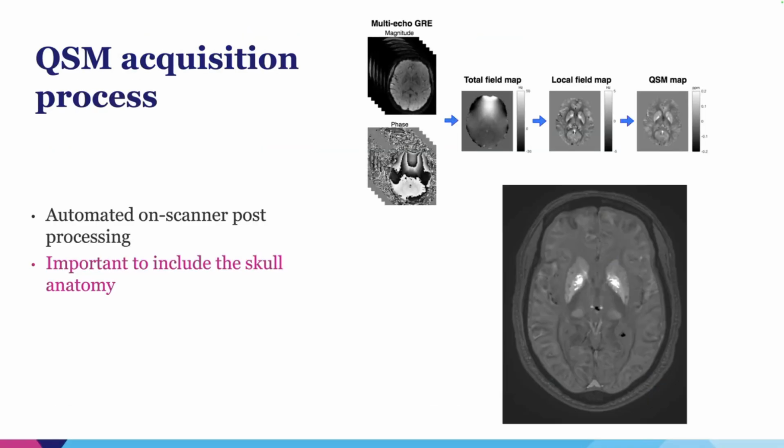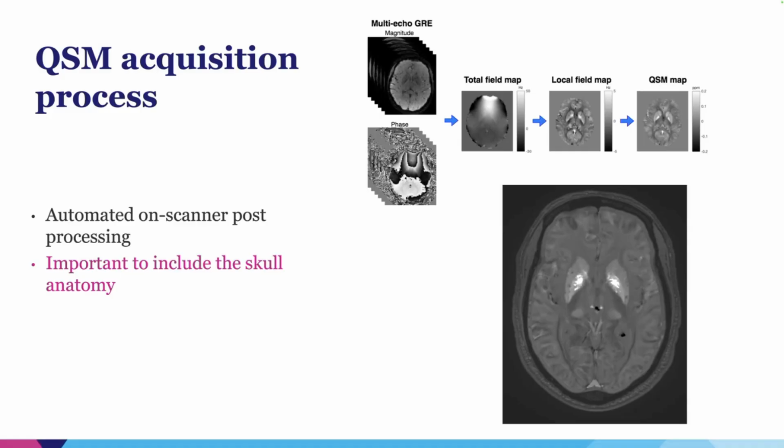In our center, one of the things that makes QSM really nice is that there's automated on-scanner post-processing. I think it's seamless. So you scan the patient, the scanner does the post-processing, and it gets sent to your DICOM server. Now that's a GE system. I'm not sure if Siemens has a QSM automated system, maybe, but I'm used to a GE system. This is a GE native entity.